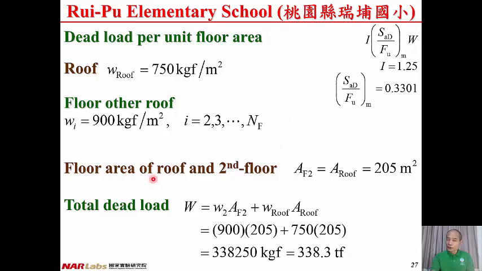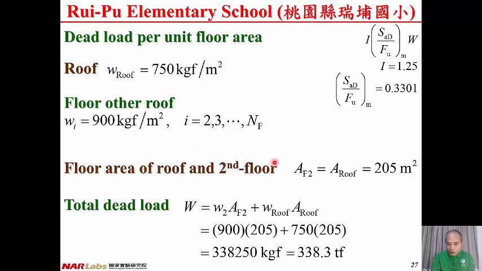The floor area of the roof and the second floor are equal. AF2 equal to A roof equal to 205 square meter. And the unit dead load, that's the dead load per unit floor area of the roof, is 750 kgf per meter square. And for the second floor, the unit dead load, that's the dead load per unit floor area, equal to 900 kgf per meter square.